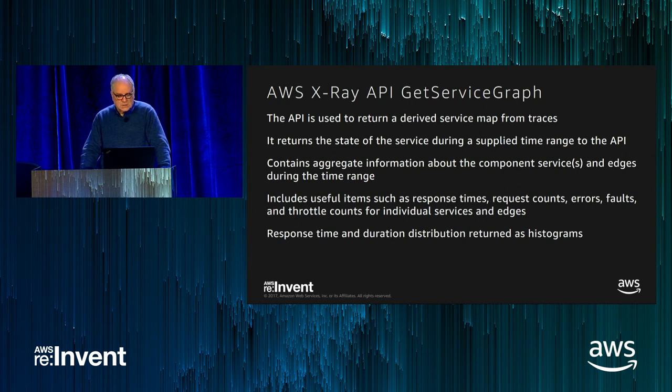And it has these sort of aggregate things like response time, request counts, errors, faults, throttle counts for each of the individual services and edges. And then a set of histograms, some for response times and some for duration.